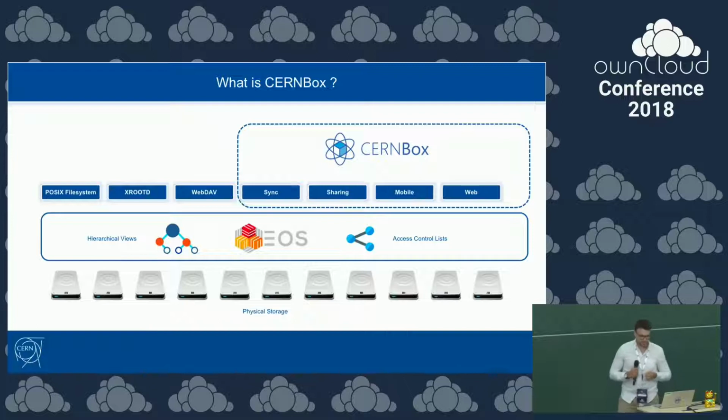Digging a little bit into the infrastructure, at the bottom you see that we have the physical storage, and EOS, the storage service, sits on top of this physical storage, providing a hierarchical view of the file systems across different clusters of thousands of storage servers, and also provides a rich ACL set. EOS exports different access protocols to the storage, like a POSIX file system, the XRD access protocol for high performance data throughput, and also WebDAV, and this is very important. What CERNBox adds on top of this is synchronization, sharing, mobile and web access.